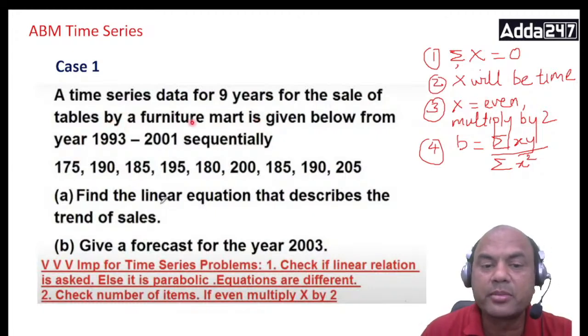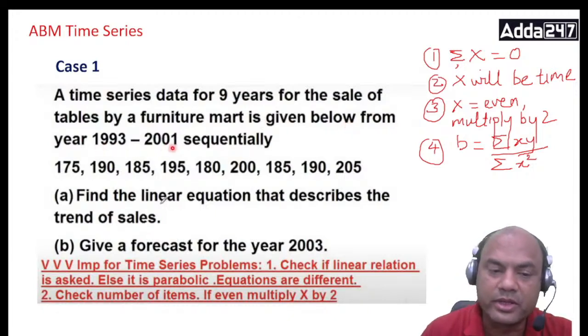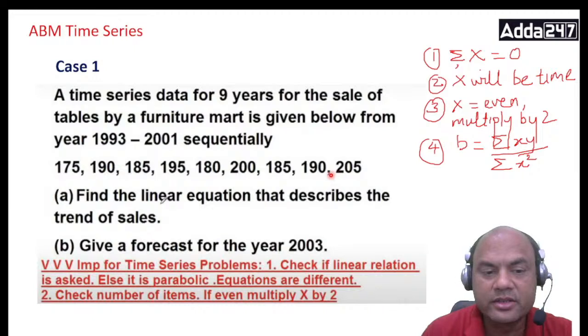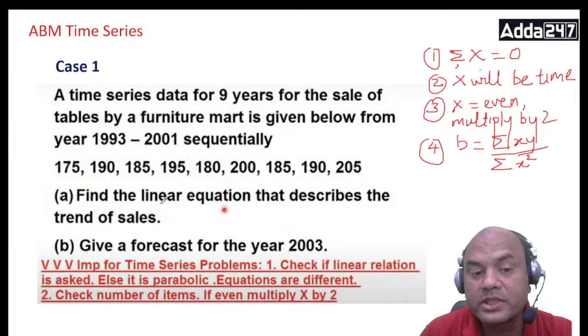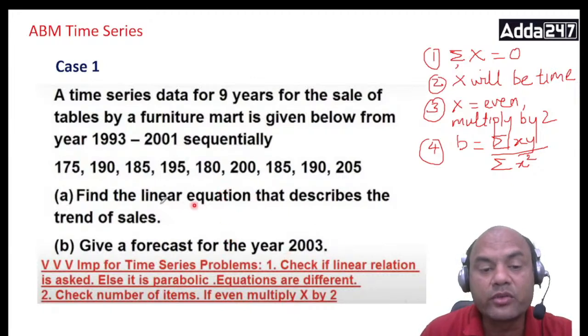The sale of the table by the furniture mart is given below from year 93 to 2001. So these are the sales. Find the linear equation that describes the trend of the sales. Find the forecast for the year 2003. So 2 questions are asked. First you have to find out this equation.